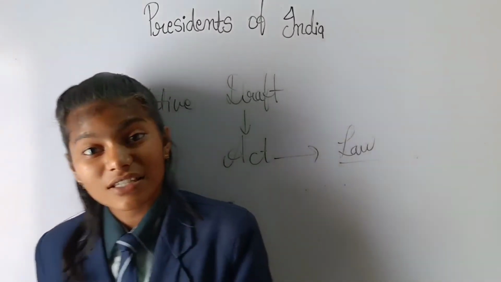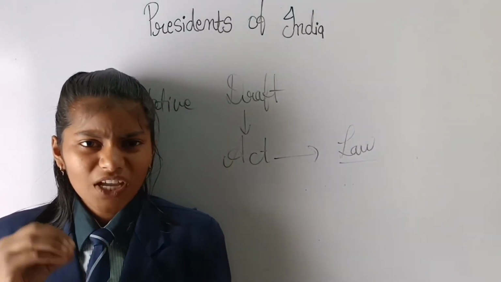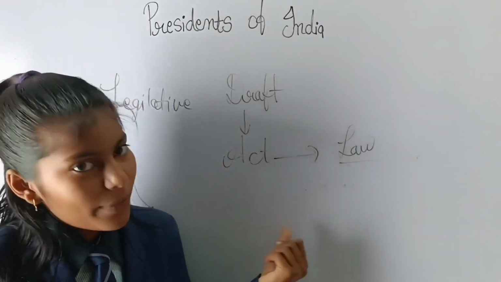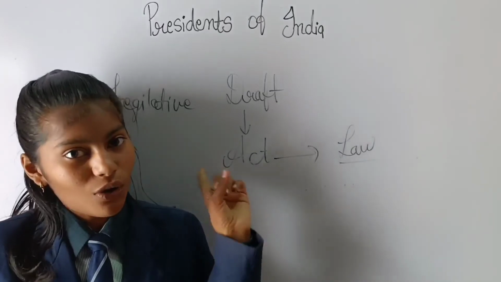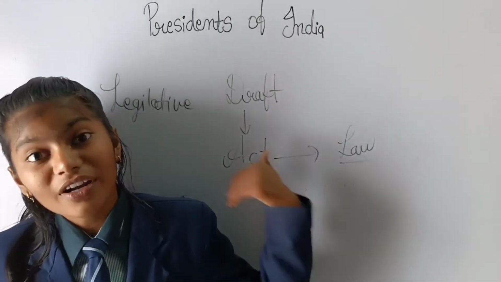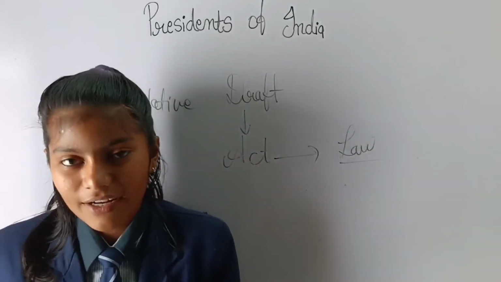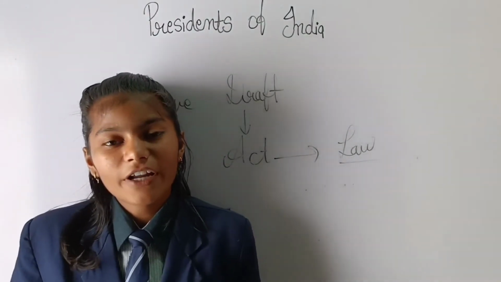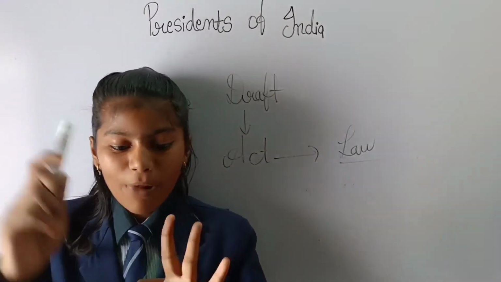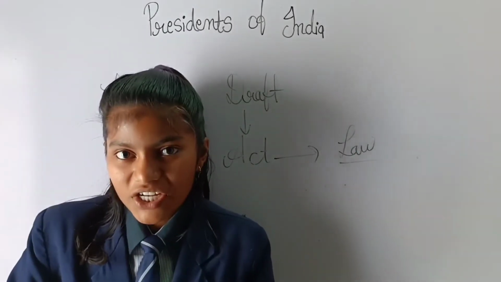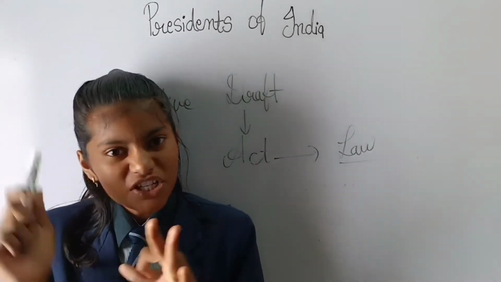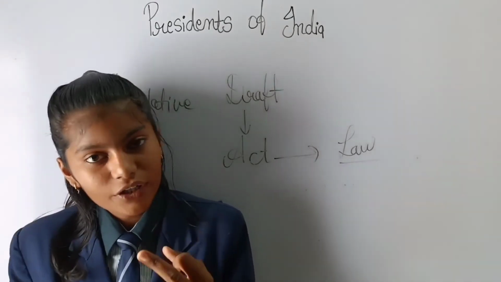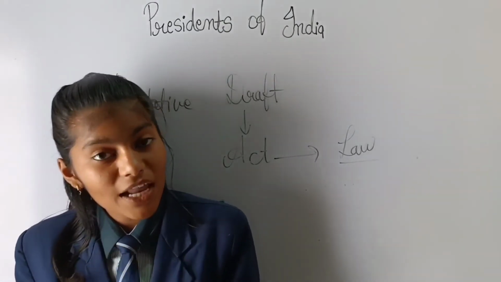Now ordinance is a different thing. When the parliament is in session, we call it an act. If not, we call it an ordinance. Let's understand clearly, okay? Parliament actually works in 3 sessions: budget session, winter session, and summer session. The budget session is the longest session, and the winter is the shortest session of the parliament.